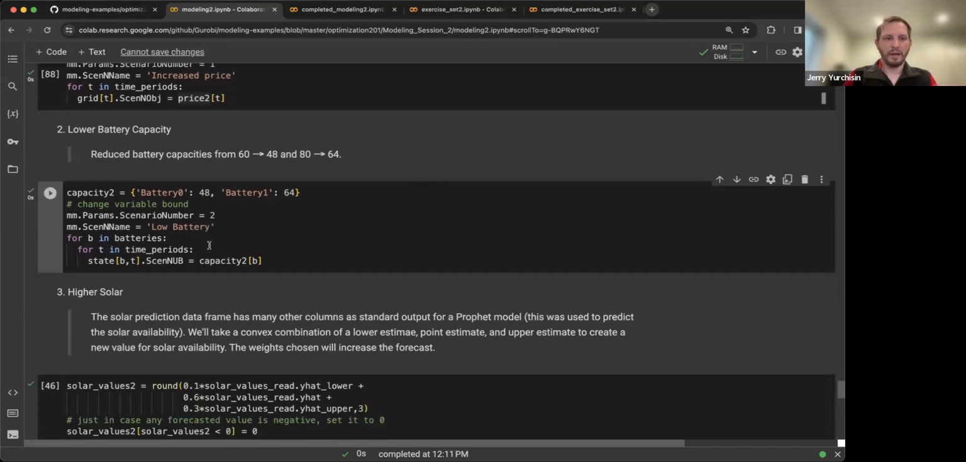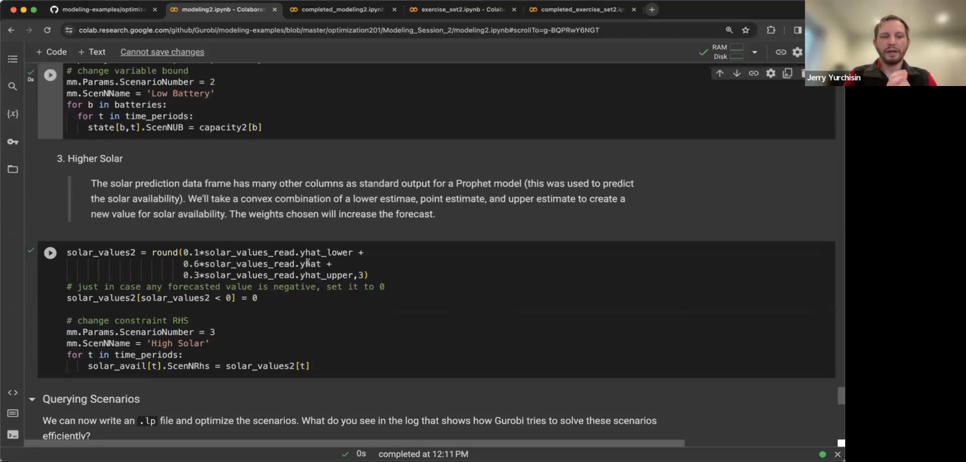Then it's the same idea. Again, we need to say this is scenario 2. We can name it. You don't have to name it, but it's always good to name it. And then loop through the batteries and time periods. When we say the capacity is 60 or 48 or 80 or 64, we are putting an upper bound on the state of the battery, on the amount that it can hold. So we change that upper bound. We change the upper bound of our state decision variable to this other capacity that we just defined. That is how we update bounds on a decision variable.